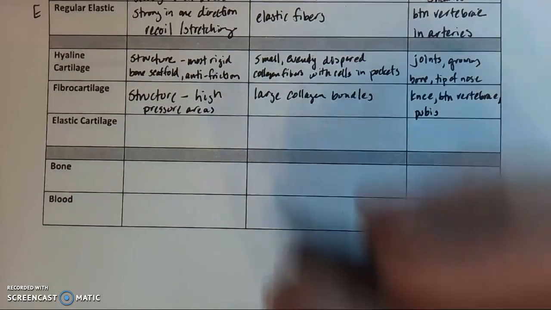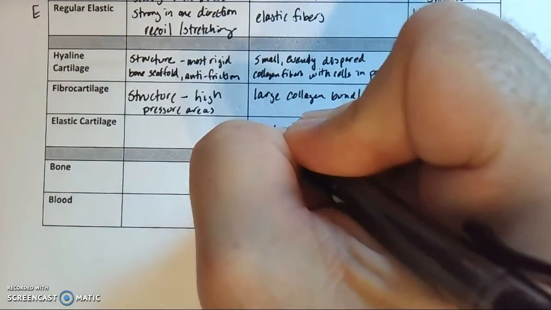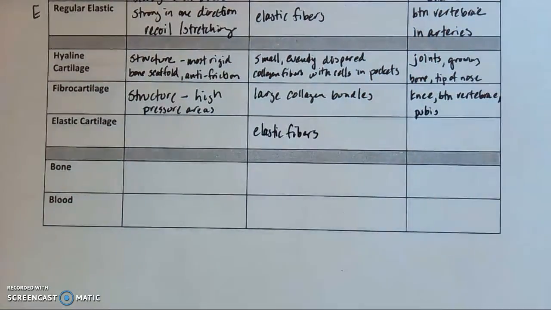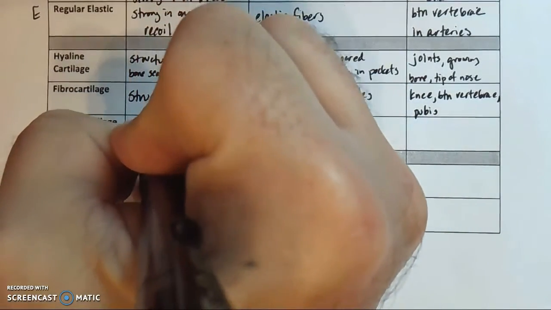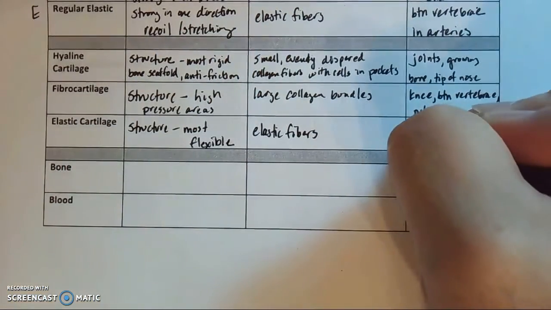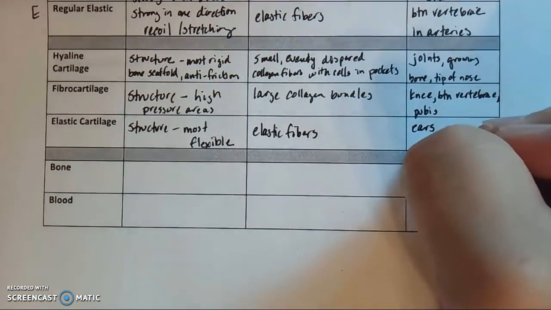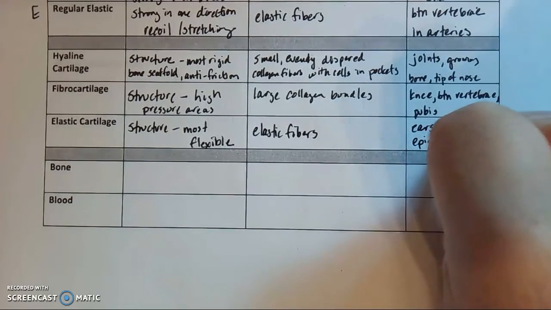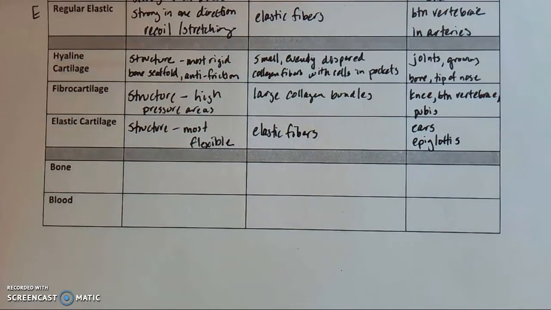The last type of cartilage is elastic cartilage, and we have elastic fibers present in here. So there's more elastic fibers than any other. And this is also for structure, but it is the most flexible type of cartilage. So your ears are elastic cartilage, and your epiglottis. The epiglottis is the little flap that is in your throat that when we swallow food or liquid closes over top of the windpipe or trachea to prevent the food or liquid going into your lungs.